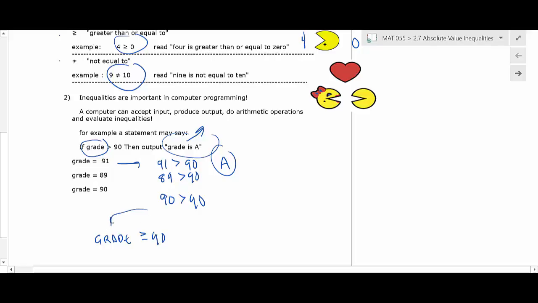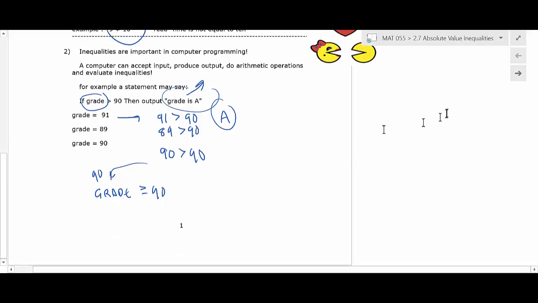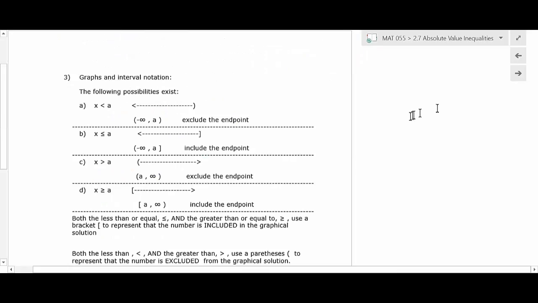you would get an A if you had a 90, right? Because it would be okay. If 90 is greater than or equal to 90, that's true because they're equal. So see, you could adjust the computer code by doing that. Okay, that's how you use that too.